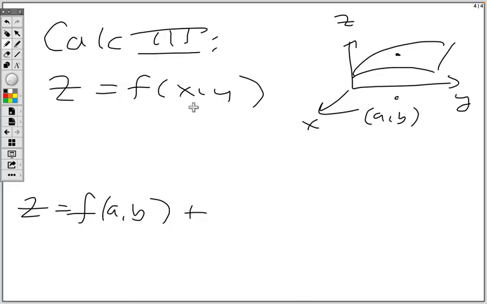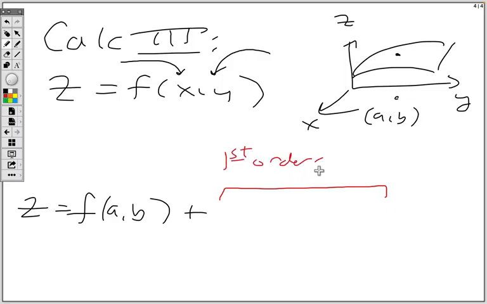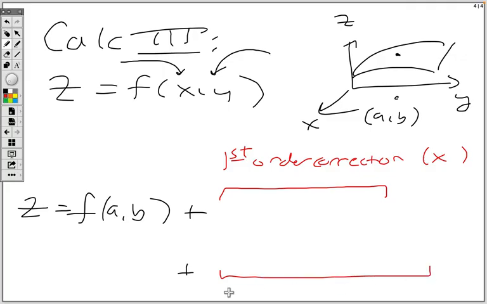Here we have how many independent variables? We not only have an x, we also have a what? A y. So we can have two of these first order correction terms. So one of these terms will be a first order correction in the variable x, and then we'll have a second first order correction with the variable y. Okay?